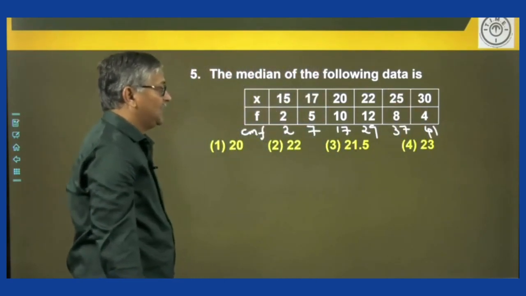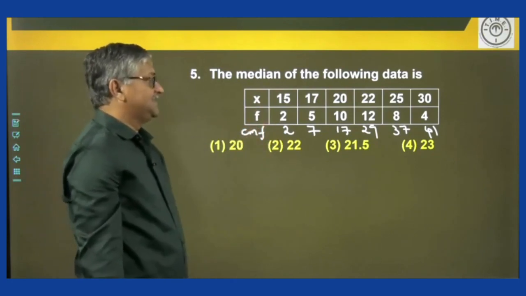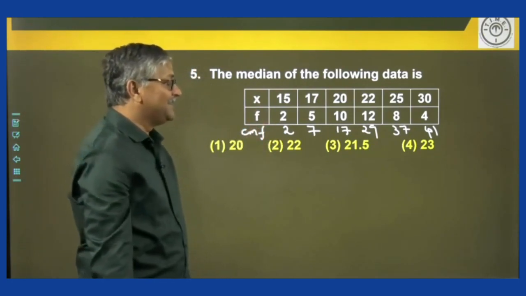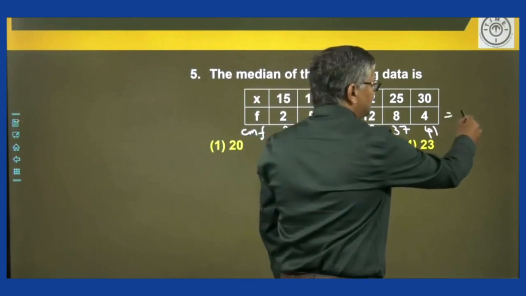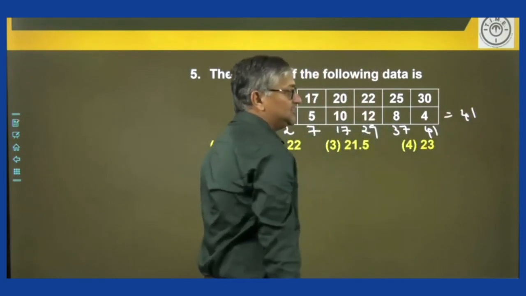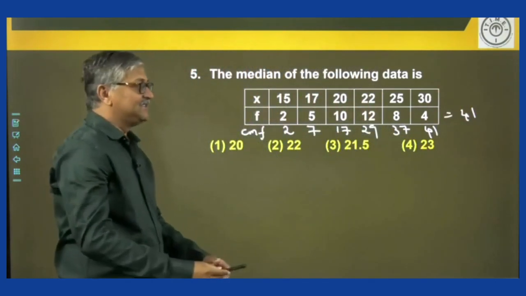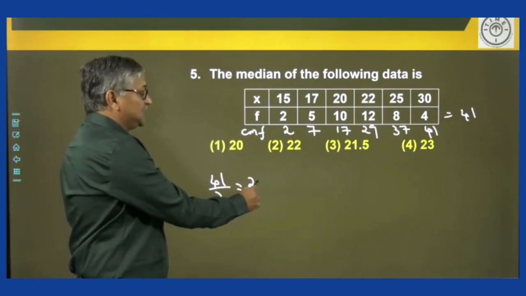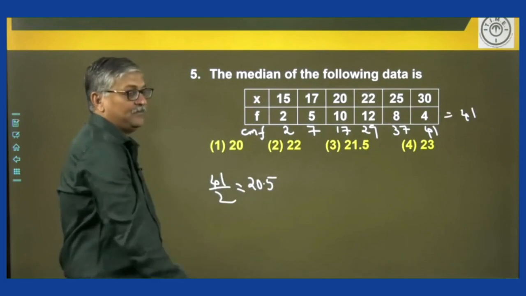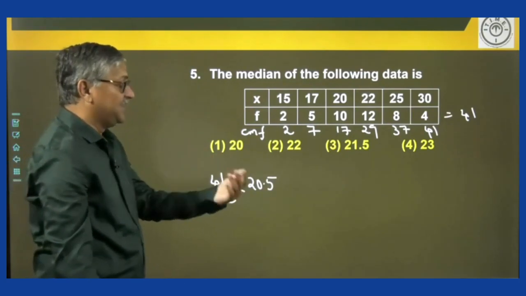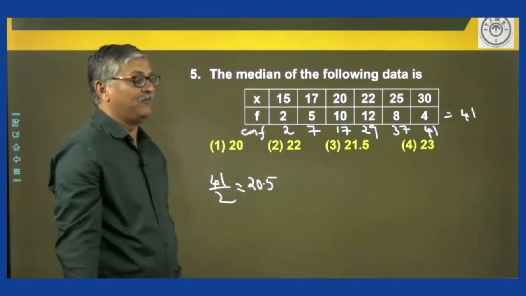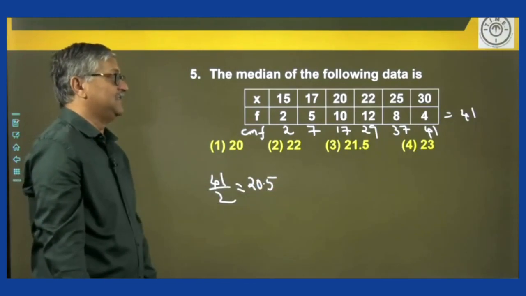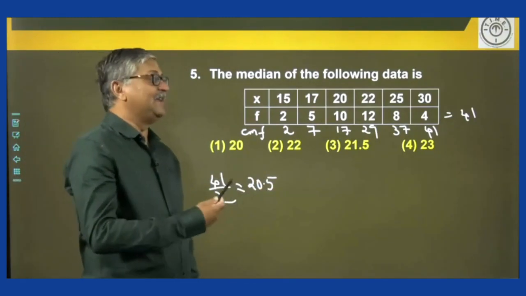Okay, now 12, 24, 34, 34 plus 7, 41. So the total sum value, how many observations are there? 41. So what is the median? Median is nothing but 41 by 2. That is how much? 20.5. So the observation which is 20.5 or more than 20.5, that is the 21st observation. That is the median of that one.